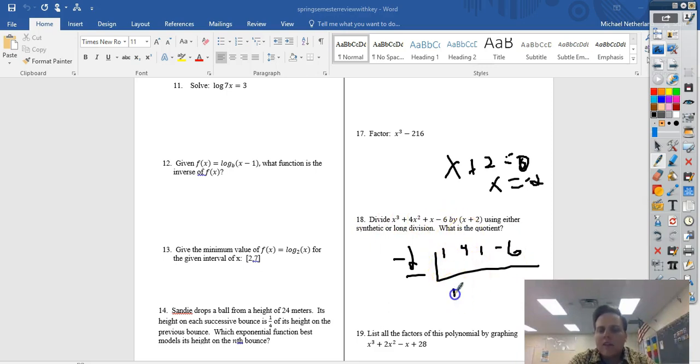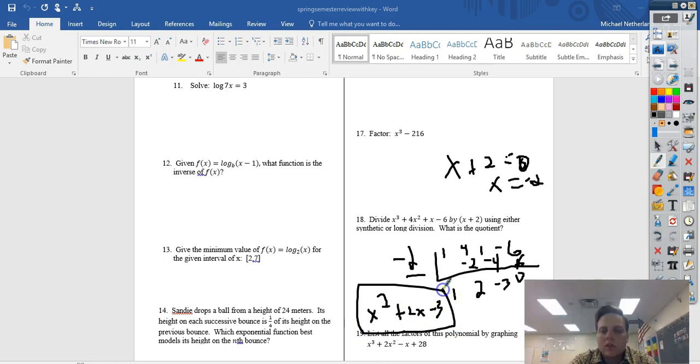Then you carry down the first number, multiply, add, multiply, which is negative 3, add, multiply, negative 2 times negative 3 is 6. Now you add, which is 0. So the last number is always your remainder, so I don't have a remainder. This is your constant, this is your coefficient on x, this is your coefficient on x squared. So we get 1x squared plus 2x minus 3. That is your quotient.